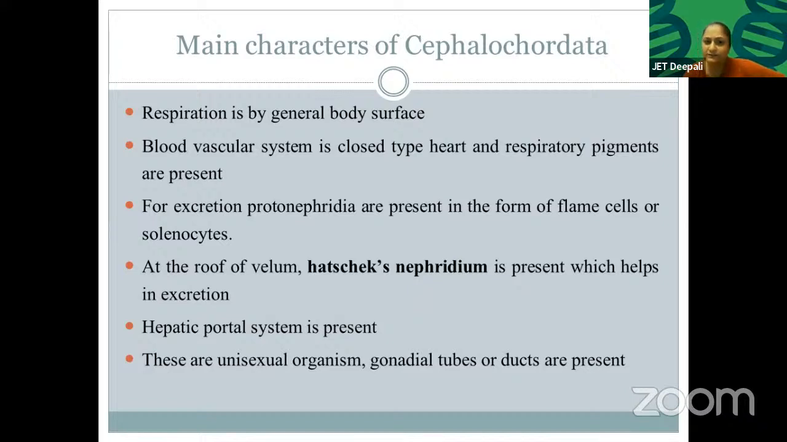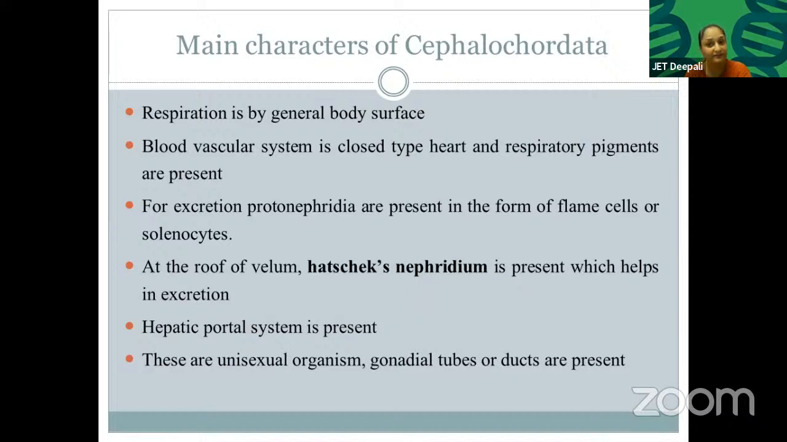Okay, blood vascular system is closed type. Heart and respiratory movements are present. For excretion, protonephridia are present in the form of flame cells or solenocytes. Means their excretion is by flame cells or solenocytes. At the roof of velum, Hatschek's nephridium is present, which helps in excretion. So, if a question comes, in which subphylum or which organism or which class Hatschek's nephridium is present, you have to write cephalochordata.